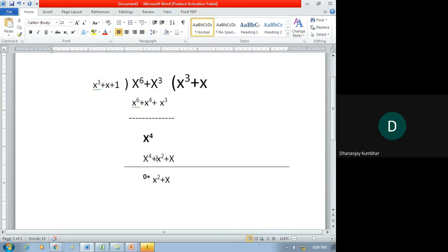Now this is what your remainder is. Now you check whether this remainder, as compared to the divisor, has a degree that is less or more. The degree here is 2 and the degree here is 3. So further division is not at all possible. What is left is only x square plus x.